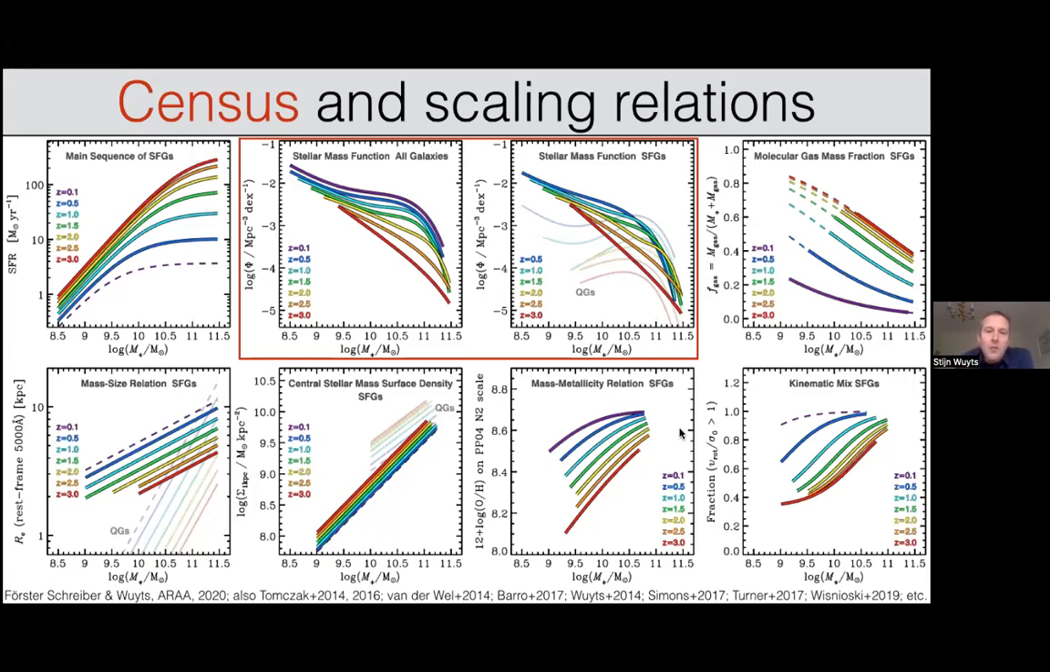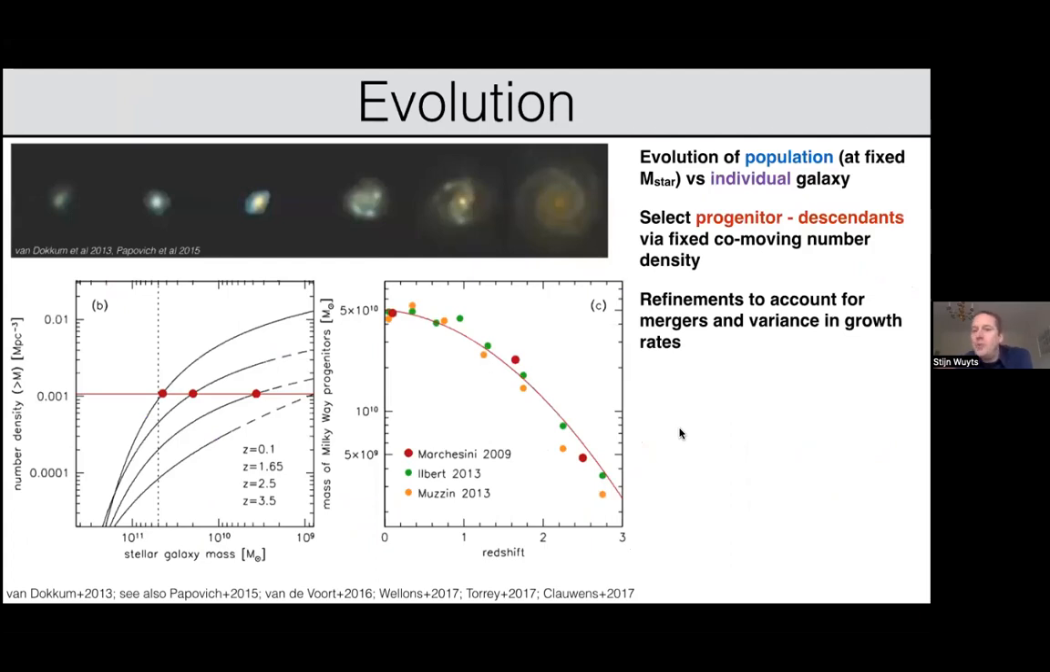Now, one approach to addressing that question has been to assume that over time, the mass ranking of galaxies is conserved. We can then connect galaxies that live at the same number density at different epochs and reconstruct a typical mass growth curve of, say, a galaxy ending up with Milky Way mass today. And there have been corrections and refinements of this technique.